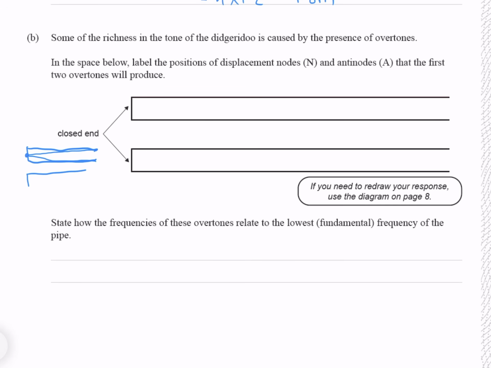Our first overtone, which is our second harmonic, of course still has a node at the end, as well as an antinode at the other end, but has an additional node within the pipe. Right here. Our second overtone, once again node at this end, antinode at the other end, will have 2 nodes within the pipe. So for our first overtone we have node, antinode, node, antinode. And for our second overtone we have node, antinode, node, antinode, node, and antinode. Once again, all equally spaced.